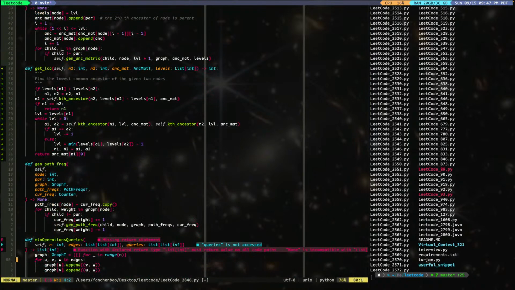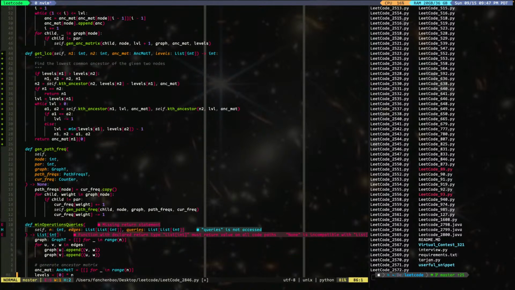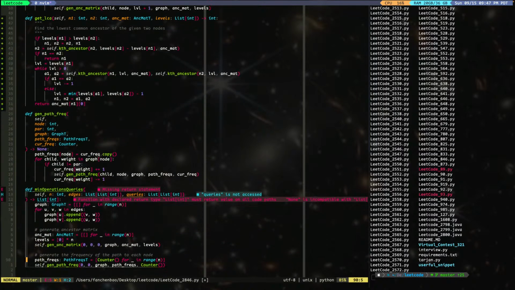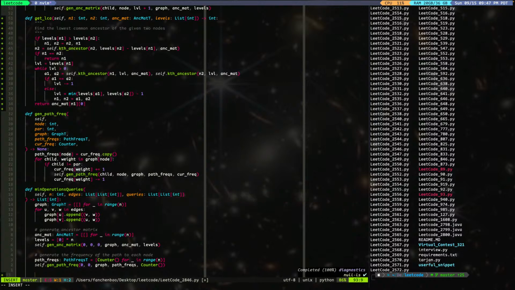Okay, so we generate a path frequency. Now what we need to find out is, for each query, we have two nodes. We get the first one, we get its path frequency, we find its LCA. Basically we say res shall equal 0 times length of queries.